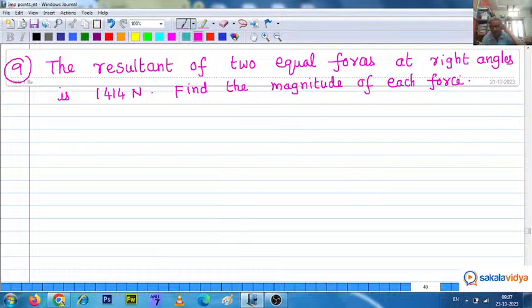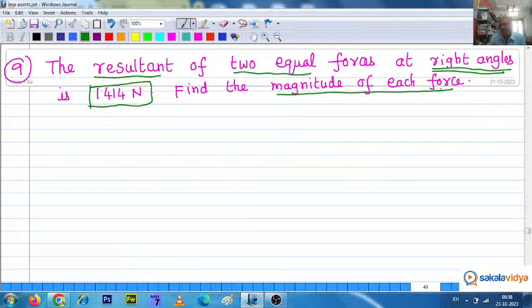Because two equal forces means both the forces have the same magnitude. The resultant of the two equal forces at right angles is given as 1414 newtons. Then we need to find out the magnitude of each force. See, the resultant of the two equal forces making 90 degrees with each other is 1414 newtons. Then the magnitude of each force we need to find out.